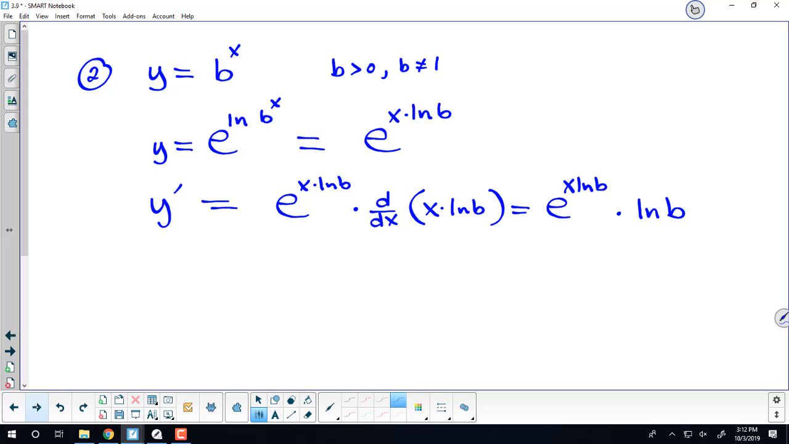But what is e to the x ln b? What is that? It's y, and y is b to the x. So this is b to the x. That's the derivative of b to the x. It's b to the x ln b.